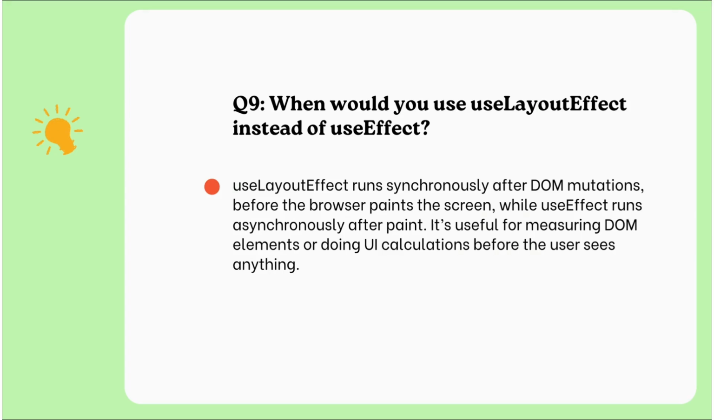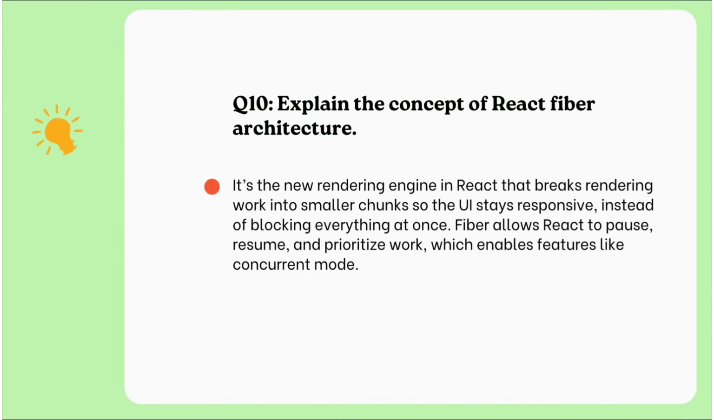Okay, last one. Explain the concept of React Fiber architecture. I've heard of it, but haven't worked with it directly. Could you give it a try? I think it's the new rendering engine in React that breaks rendering work into smaller chunks so the UI stays responsive instead of blocking everything at once. Not bad for someone unsure. Remember, Fiber allows React to pause, resume, and prioritize work, which is why features like concurrent mode are possible.